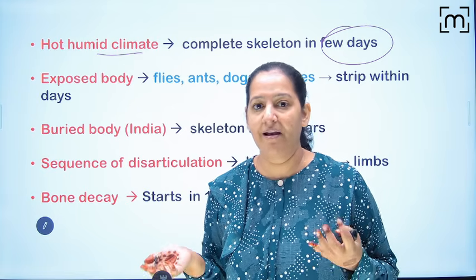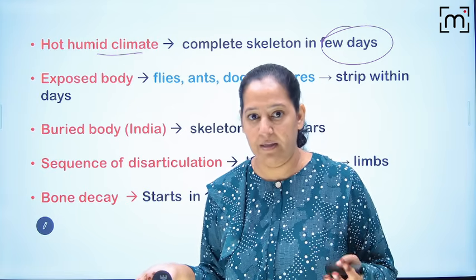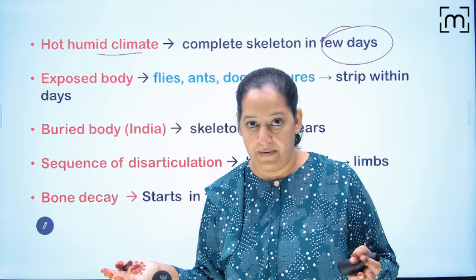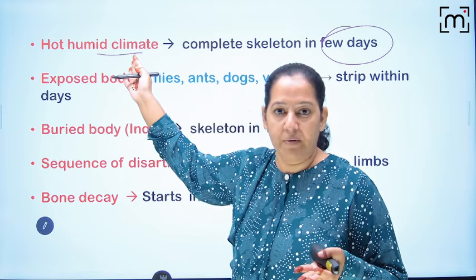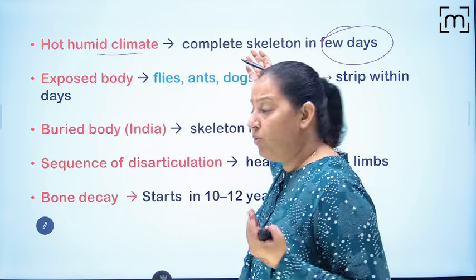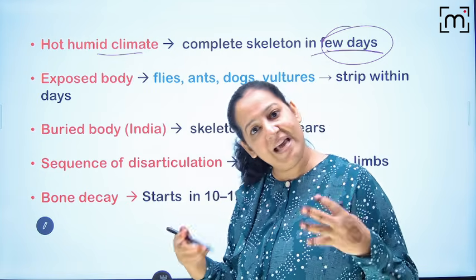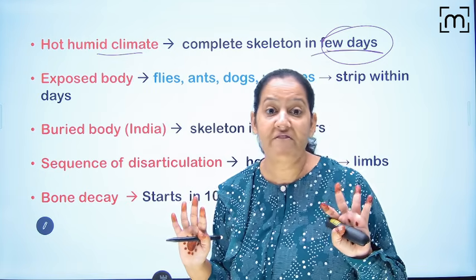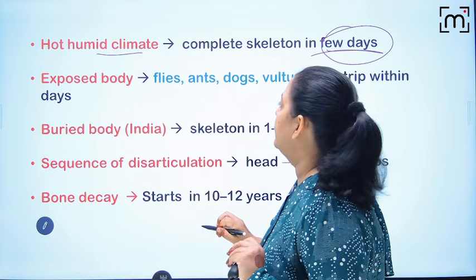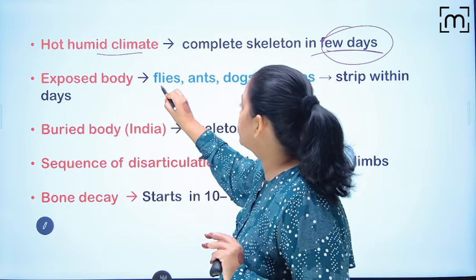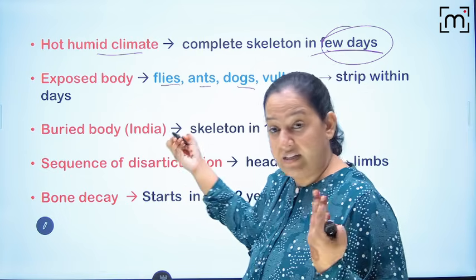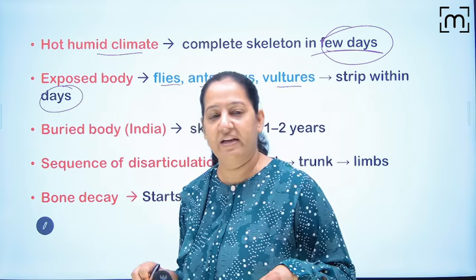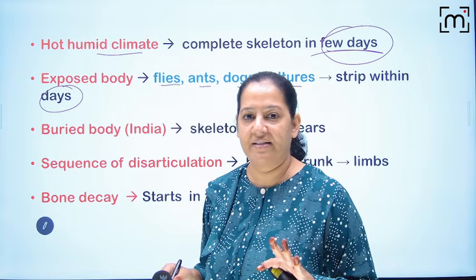The last rituals are performed as soon as possible. Either they are buried or they are burnt, whatever is the last ritual. They are not kept in the hot, humid climate. Otherwise, in a few days only, complete skeletonization will be there. Putrefaction will be very fast. If the body is exposed to flies, ants, dogs, or vultures, within a few days they will take out all the soft tissue and skeletonization is there.